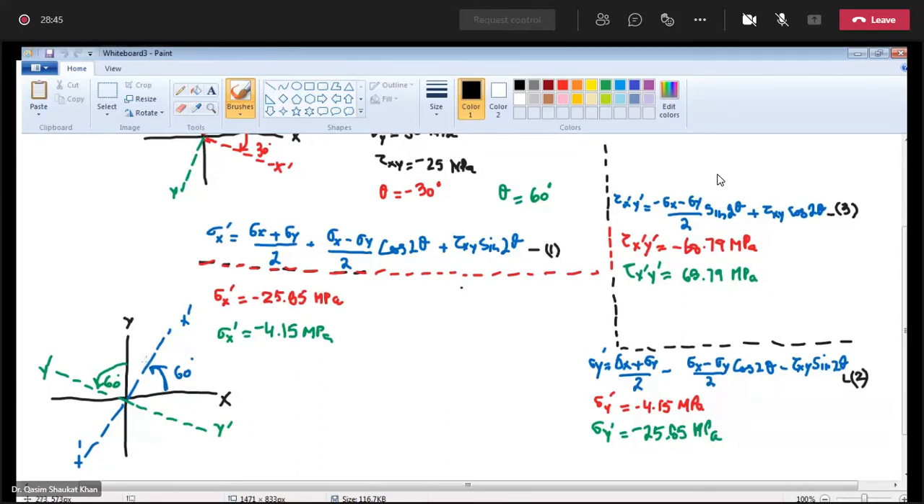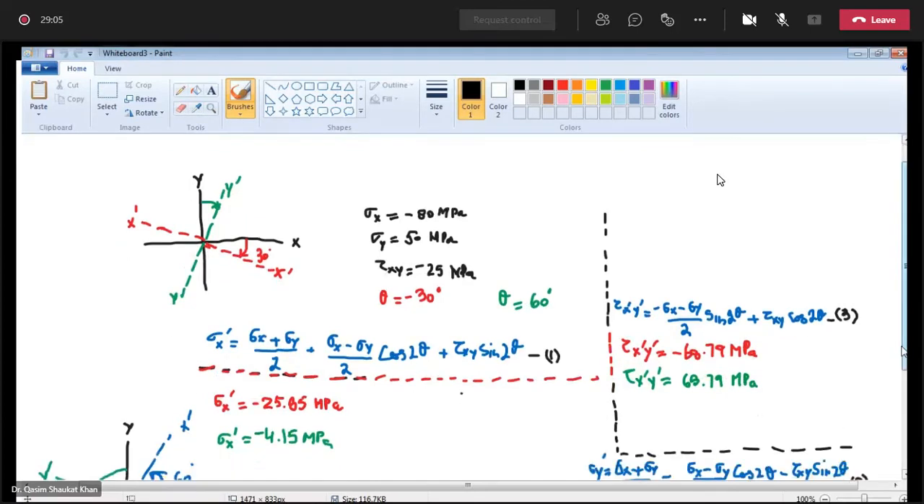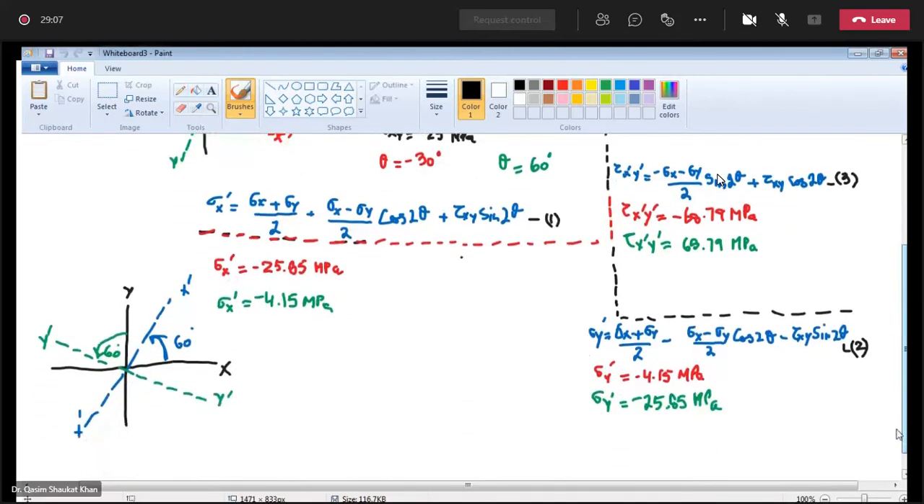So now the same question: sigma x minus 80, sigma y 50, tau xy minus 25, with theta 60 degrees positive. So can we calculate sigma x dash, sigma y dash, and tau x dash y dash?